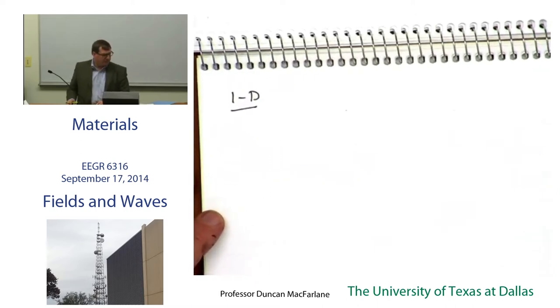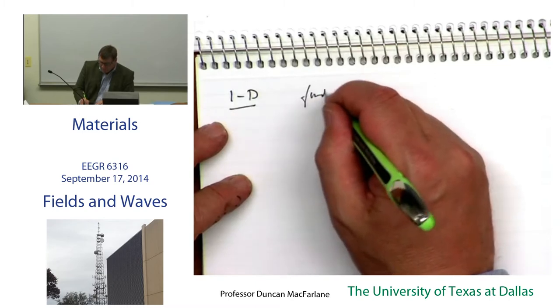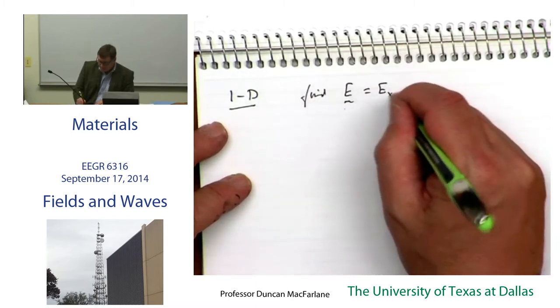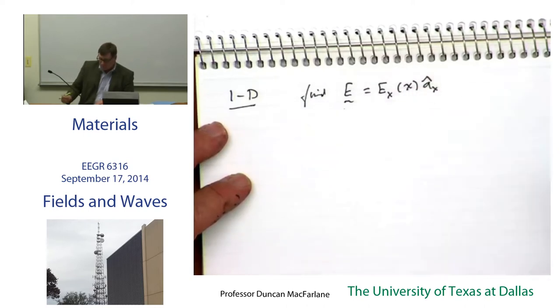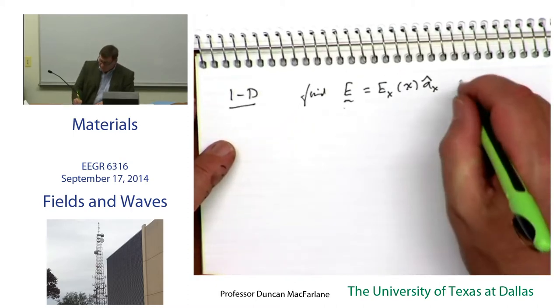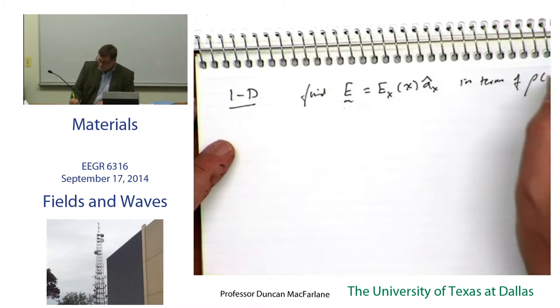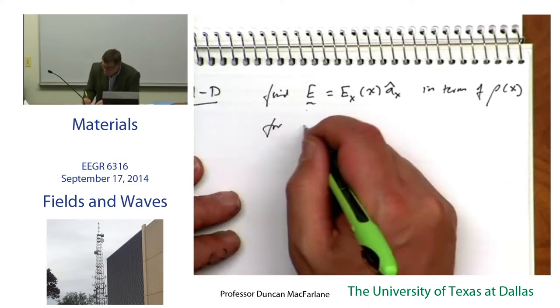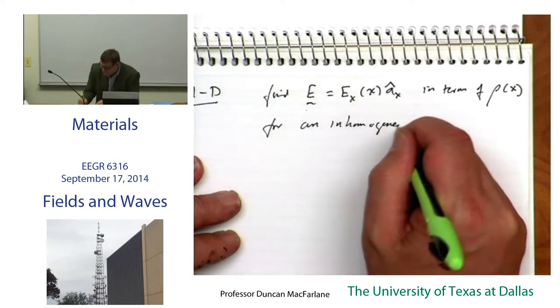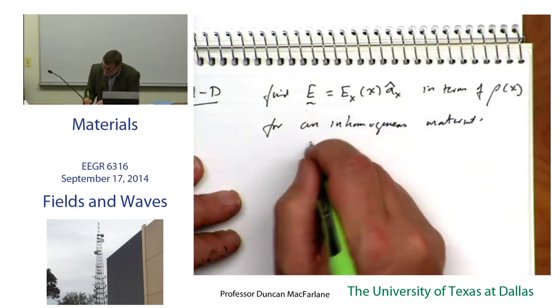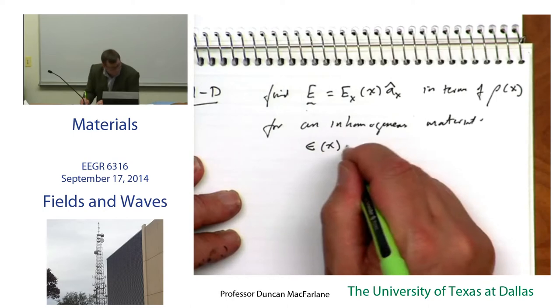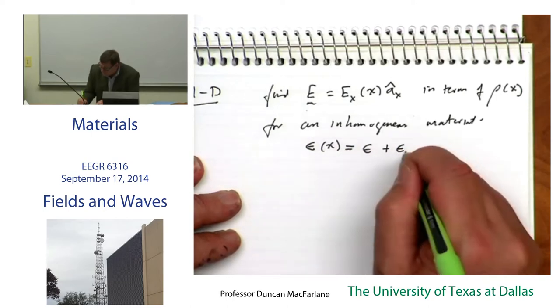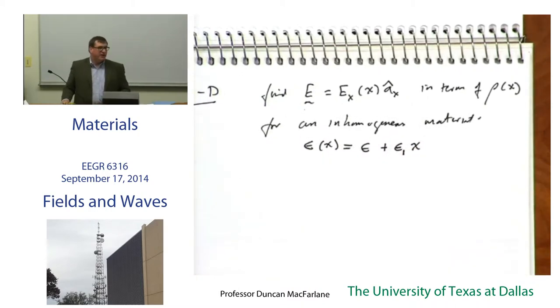I want to do one dimension. I want to find the electric field E_x of x, in terms of rho of x, the arbitrary charge distribution, for an inhomogeneous material. And I'm going to be careful about this: epsilon of x is equal to a constant term plus something that's linearly changing in x. So this is a simple doping gradient. Okay? This is a simple doping gradient.